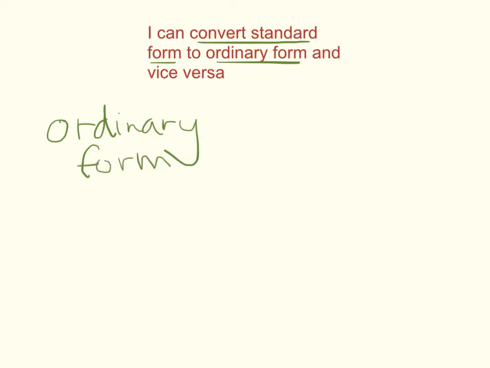Ordinary form just means the way the number normally is. So like 100, 1,000, that type of thing. That's ordinary form. The numbers that you know and use all the time in everyday language.